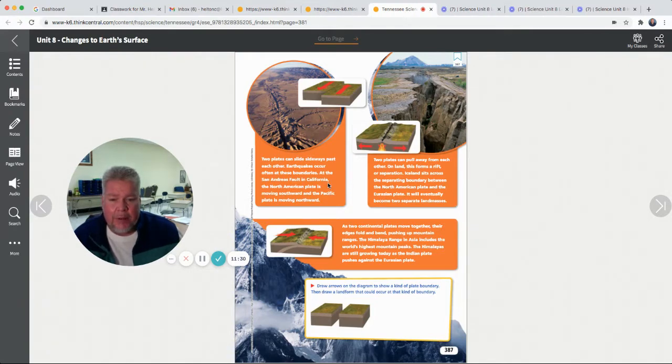The North American plate is moving southward, and the Pacific plate is moving northward. So get your hands like this, put them side by side, and if you rub one way and the other, they rub together. Hear the friction? They kind of bump each other. That's what causes an earthquake when two plates slide past each other. It makes the ground shake because they bump together.